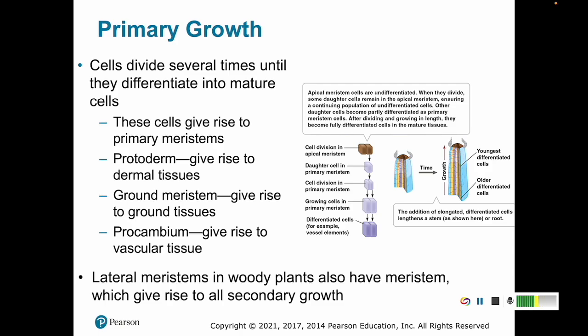In primary growth, the apical meristem cells will divide several times, and then they will grow larger and eventually differentiate into their mature cells. It can produce the protoderm, which will give rise to dermal tissues, the ground meristem, which will give rise to ground tissue, and the procambium, which will give rise to vascular tissue. Those are three things to know: the protoderm, ground meristem, and procambium. Lateral meristems in woody plants give rise to all of the secondary growth.